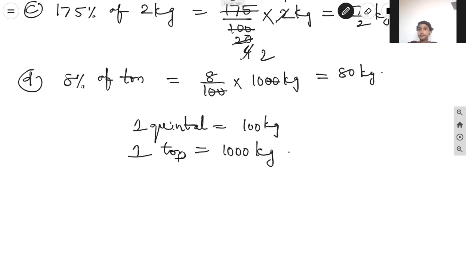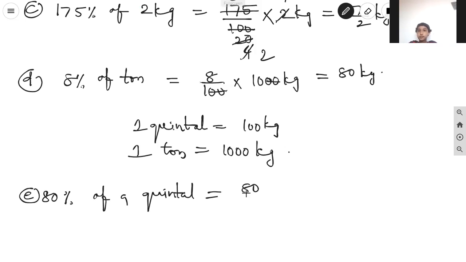Here another question is quintal. E. 80% of a quintal, that is equal to 80 per 100 into quintal, which is nothing but 100 kgs. 100 ones get cancelled. It is 80 kgs.